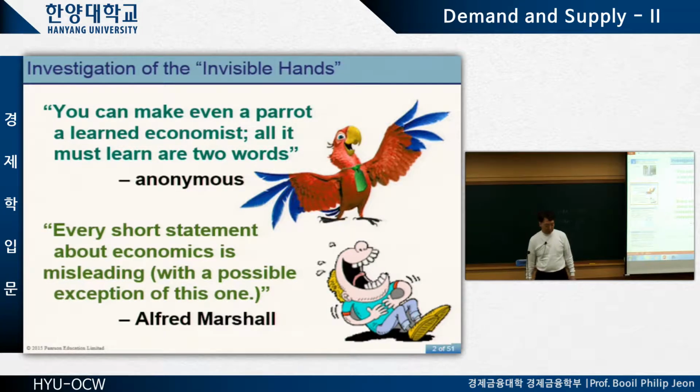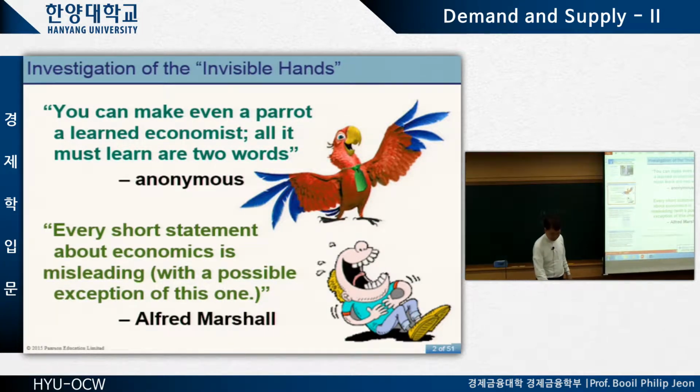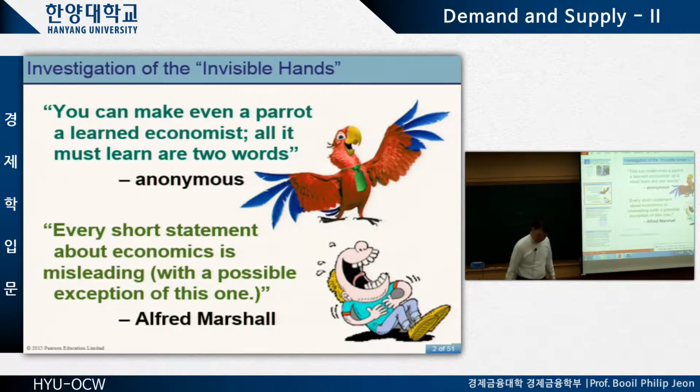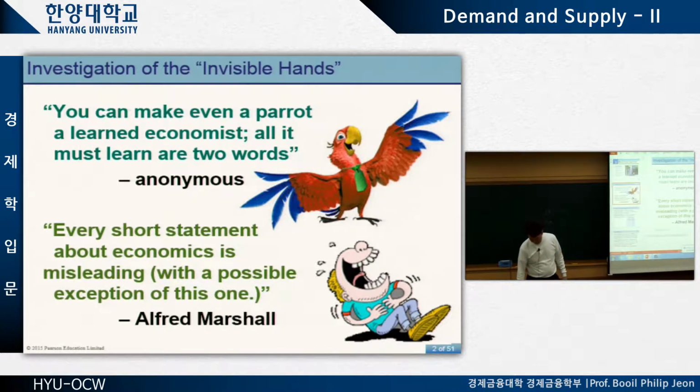I'm sure economics requires something other than demand and supply. So we'll talk about things like that. Why is economics not so simple? Why can't you make just one short statement about economics that is correct?